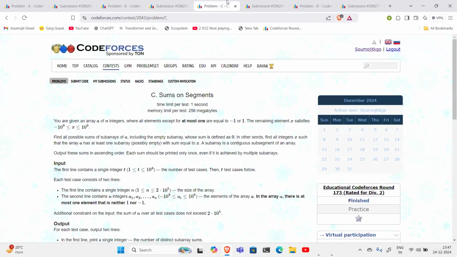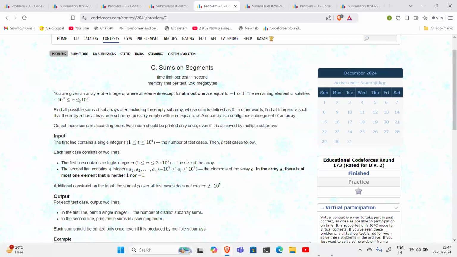Okay, now let's start with problem C of the contest. It says that you are given an array A of n integers where all integers except for at most 1 are equal to -1 or 1. The remaining element x satisfies minus 10 to the 9 is less than or equal to x, which is less than or equal to 10 to the 9. Now the question says to find all possible sums of subarrays of A, including the empty subarray, whose sum is defined as 0. In other words, find all integers x such that the array A has at least one subarray, possibly empty, with sum equal to x.